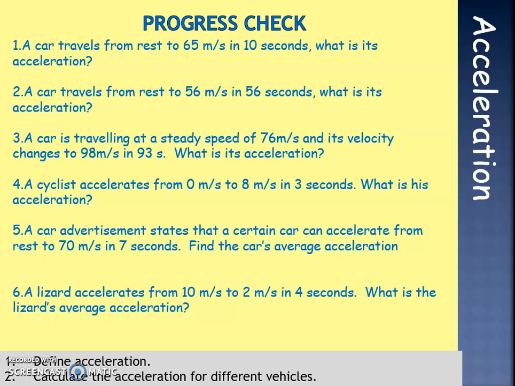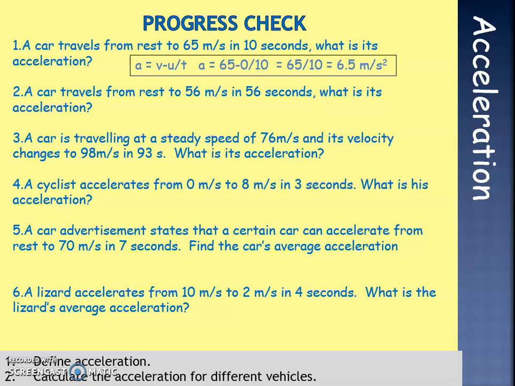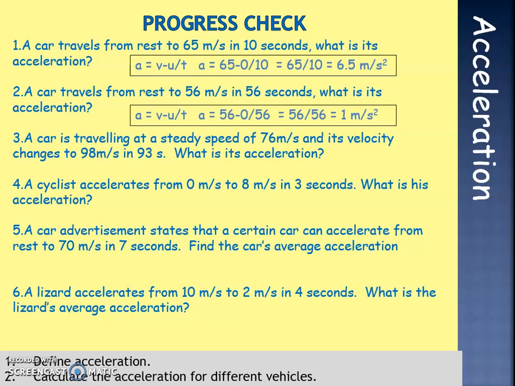Okay, so question 1. Car travels from rest to 65 meters per second in 10 seconds. What's its acceleration? From rest it's 0, so the change would be 65. It would be 6.5 meters per second squared. Question 2. Car travels from rest to 56 meters per second in 56 seconds. Its acceleration would be 1 meter per second squared.